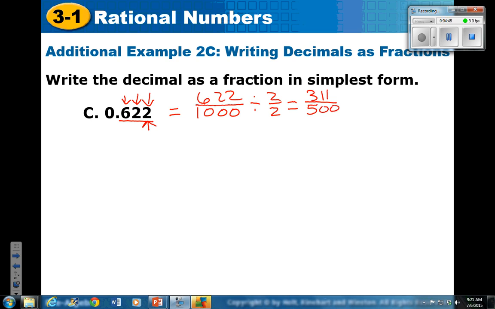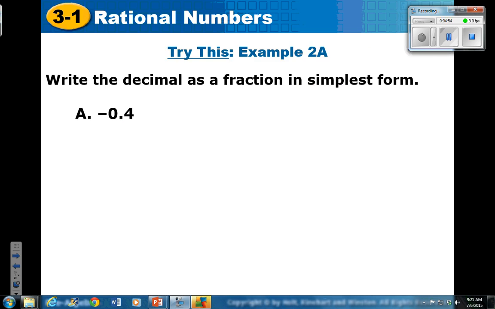And you may have to do some guessing and checking to find out that there are no common factors other than 1 for 311 and 500. So that's our final answer there.